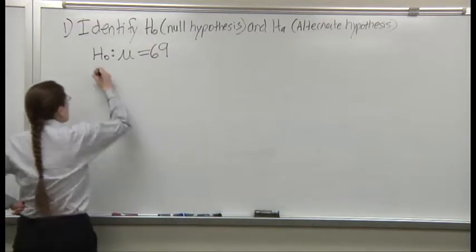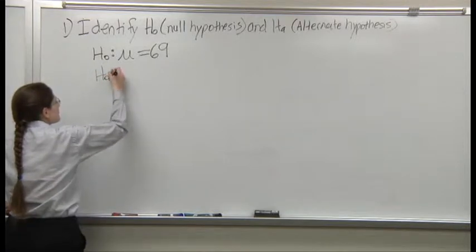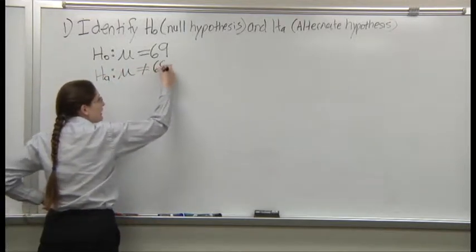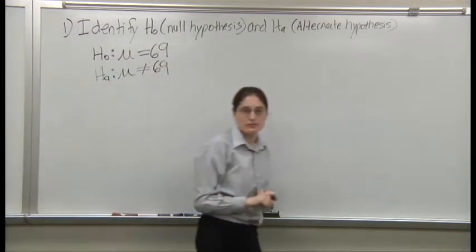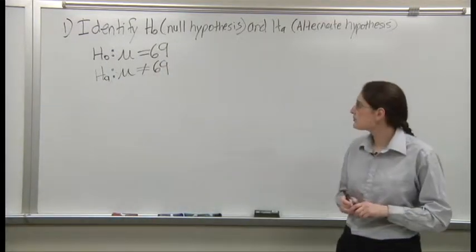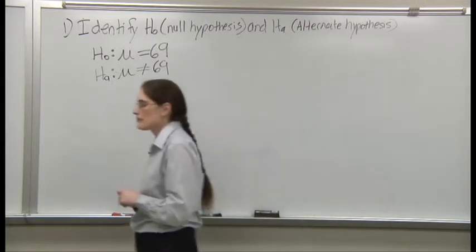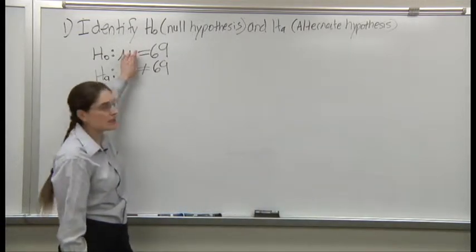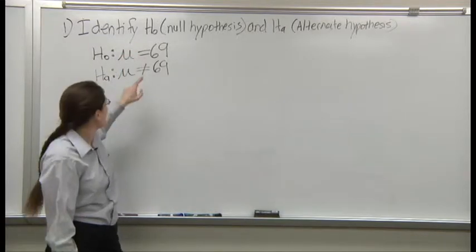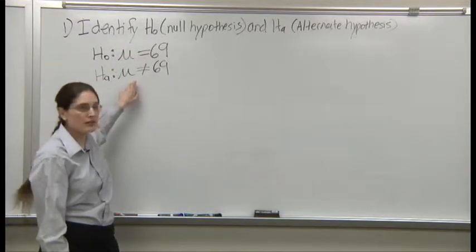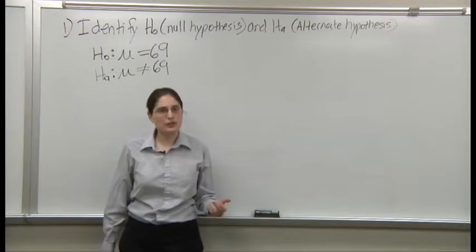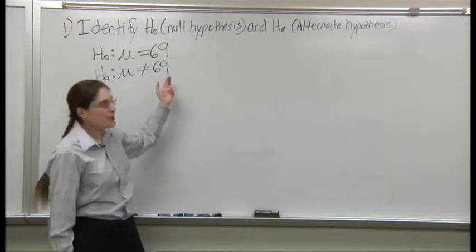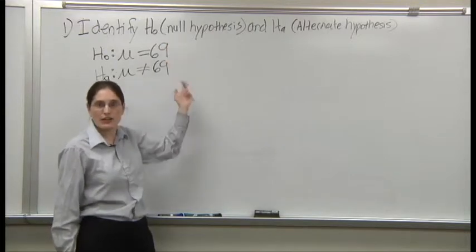The alternate hypothesis would be that it's something else. Your null hypothesis always has to contain equals. The alternate hypothesis has to cover the rest of the possibilities. These are the only 2 things that could happen, right? Either the mean is 69 or it's not.